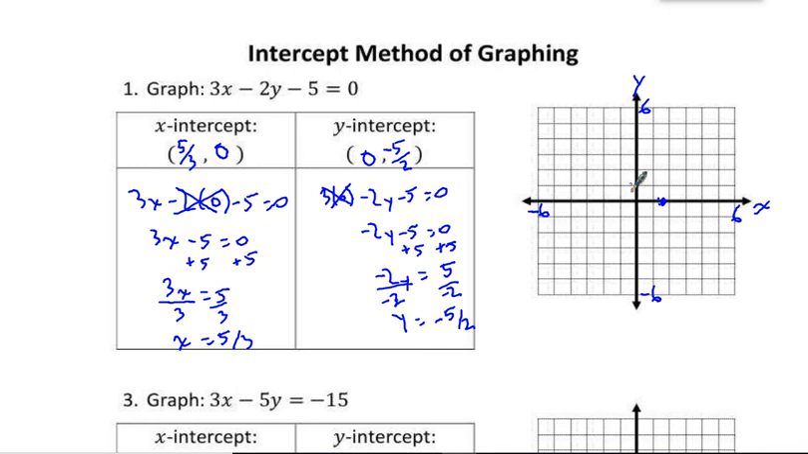So now along the y-axis, we're going to go from the origin down 5 halves. So we'll break up into halves. 1 half, 2 halves, 3 halves, 4 halves, 5 halves, right in the middle of negative 2 and negative 3. And we'll connect these points with a straight edge. I will do my best to graph here without a straight edge.